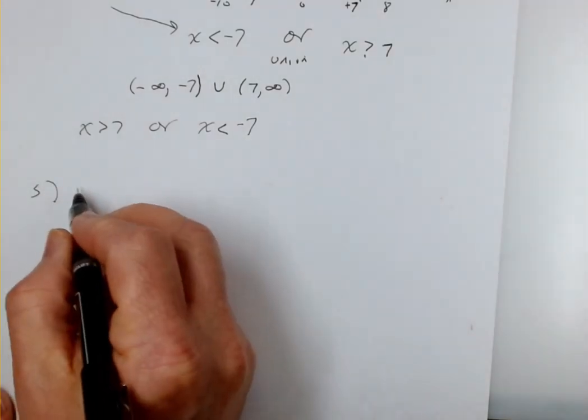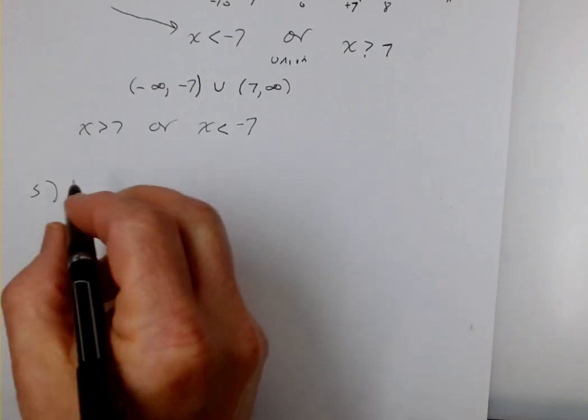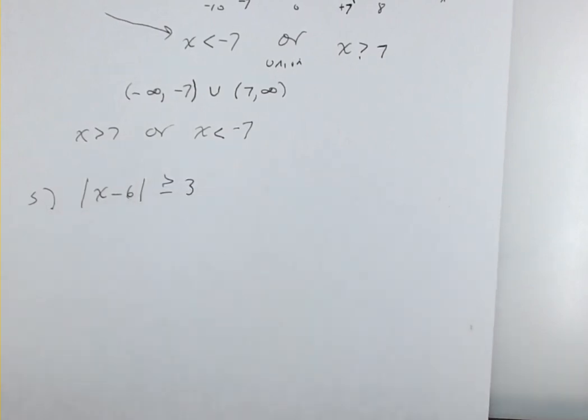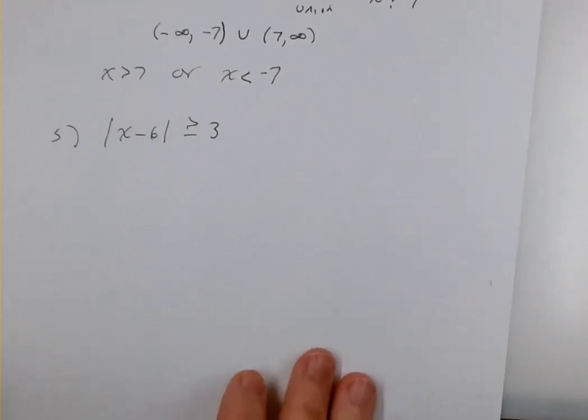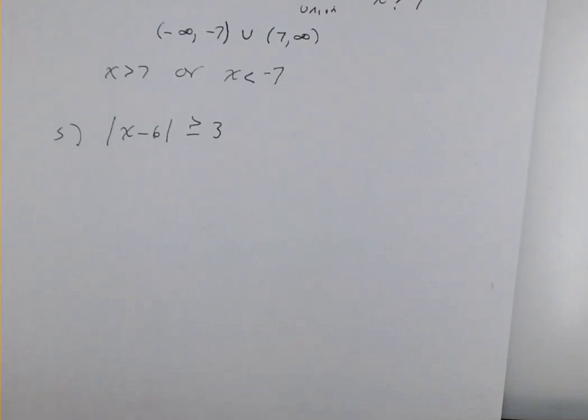Okay. So let's say we had the absolute value of x minus 6 is greater than or equal to 3. Professor, sorry, real quick, do you want us to rewrite it like where it says underneath the little line, x is less than negative 7 or x is greater than 7? Do you want us to write x is greater than 7 first every time, or does it really matter? It doesn't matter.